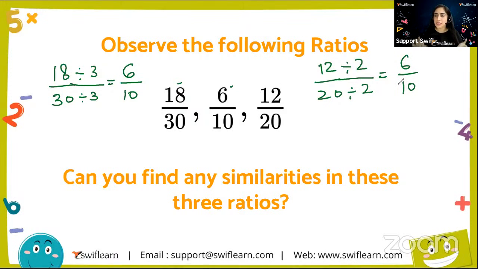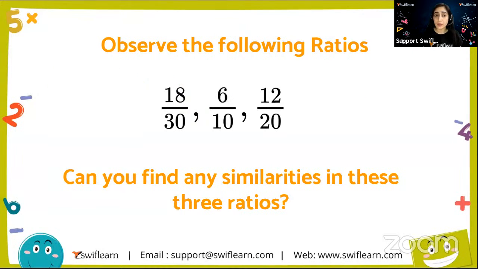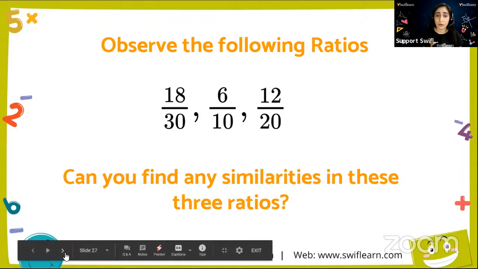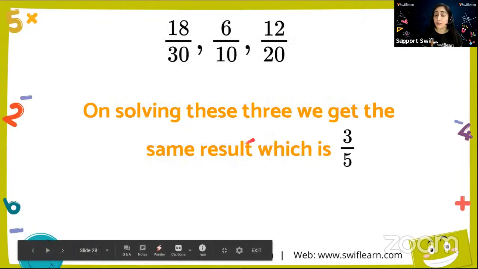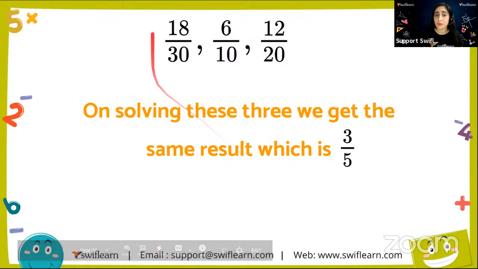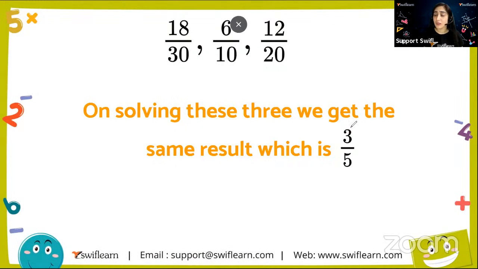So what did I see? By solving these two fractions, I'm coming back to the middle fraction, that is 6 by 10. By hook or by crook, whenever I'm solving, I'm coming back to this. So what is similar? The similarity is that these fractions are almost the same. They have the same value. So on solving these, we get the same result.